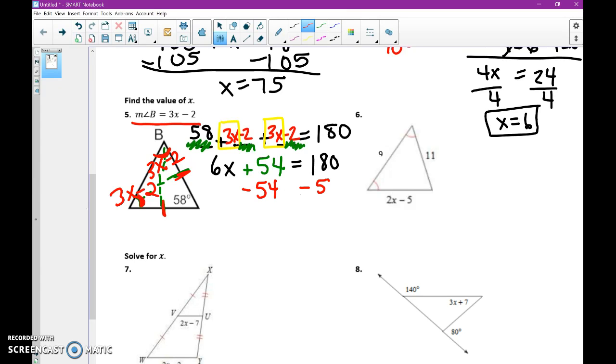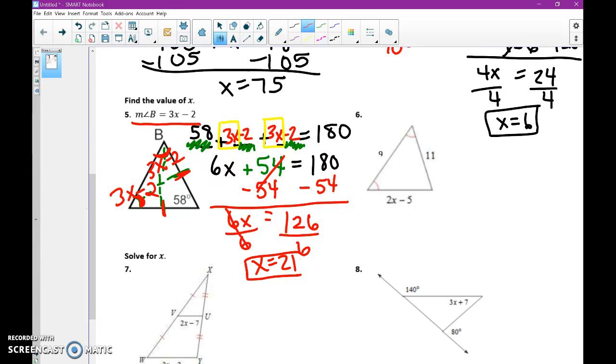Minus 54. So I get 6x, and I get 126, if my mental math is correct. Divide both sides by 6. I'm going to check that on my calculator. And I should get x equals 21. Okay, and again, I figured out that these are the same because I looked at the tick marks. This angle is opposite from this side. This angle is opposite from this side. It told me up here that angle B is 3x minus 2. That's how I knew that those two were equal. They had to be the same thing.